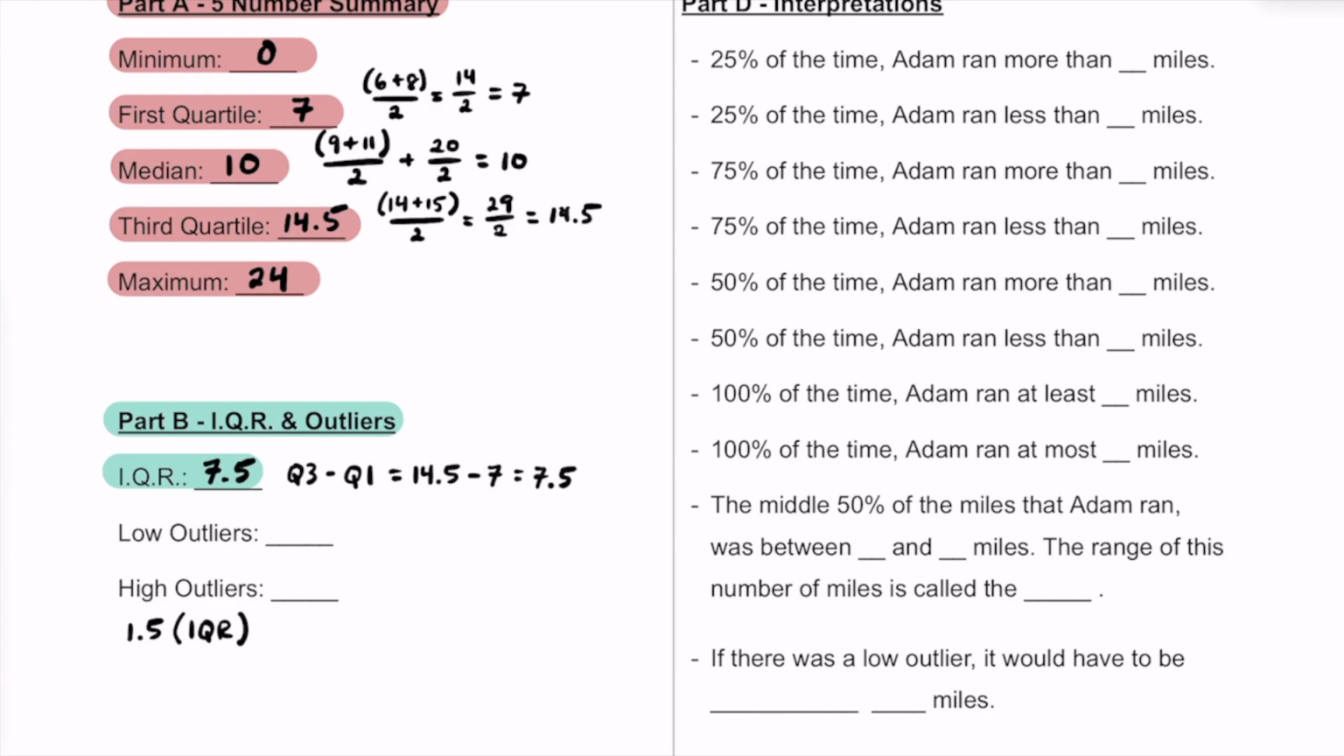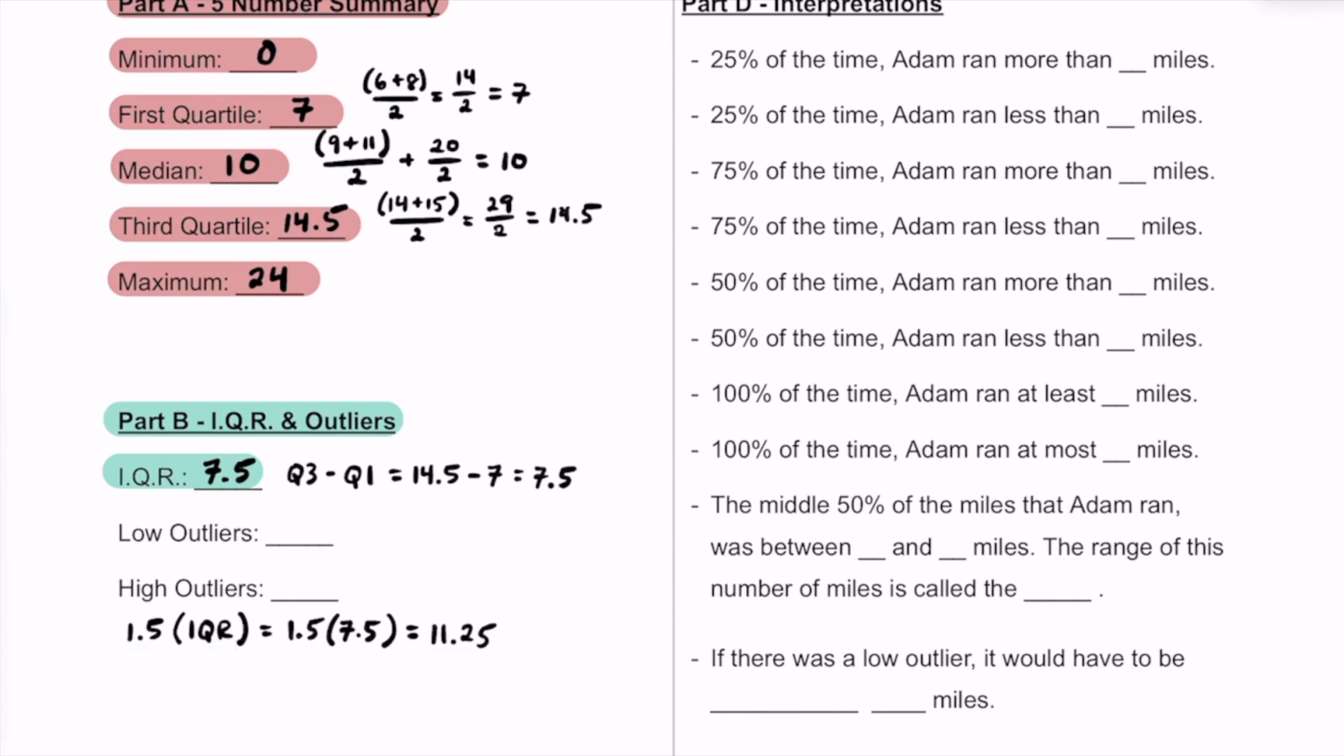Now our IQR is going to be 7.5. So let's go ahead and take this 1.5 and then multiply it by 7.5. Now feel free to pause and do that calculation, or use a calculator. If you go ahead and multiply 1.5 times 7.5, that's going to be 11.25. So the first step for finding out if we have a low or high outlier is always going to be taking 1.5 and multiplying it by the interquartile range, and that's this value that we're going to get for this particular data set. So that's going to be step 1.